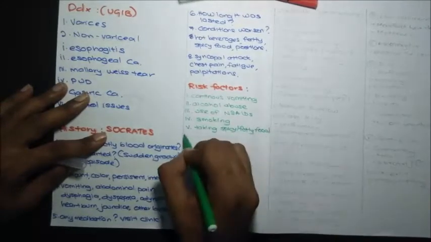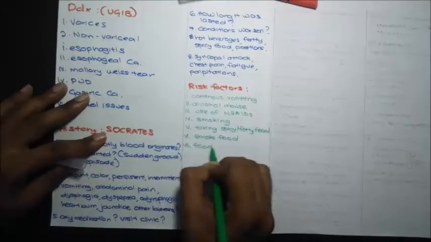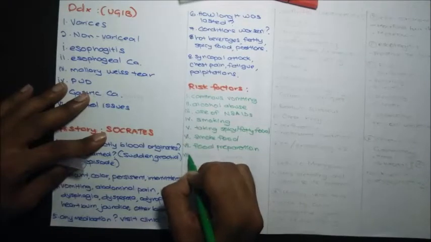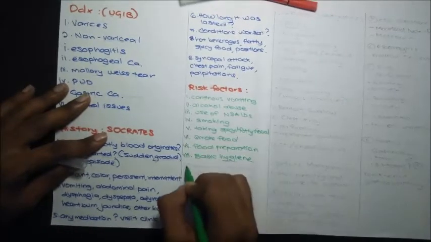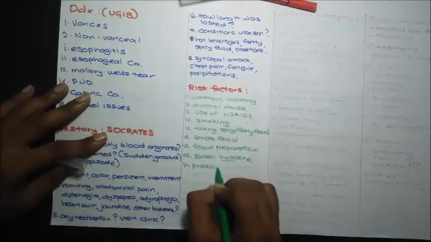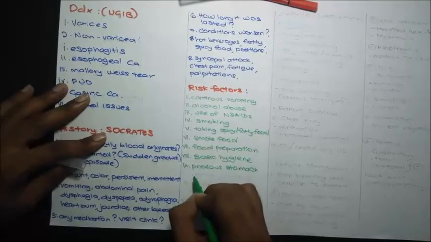And then next is about food preparation and basic hygiene, because usually peptic ulcer is commonly associated with H. pylori infection. So we need to ask the patient where they usually eat, how it is prepared, and then ask about the water supply, whether they are living in a crowded area, and so on.